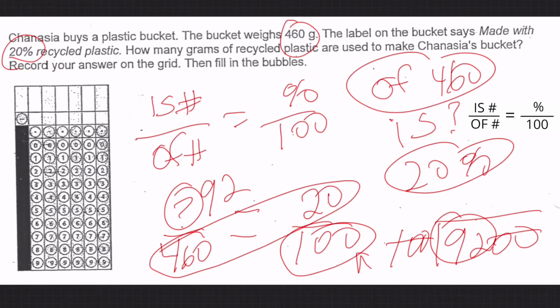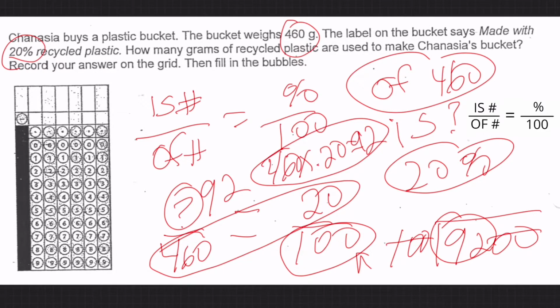And we can check our answer. We can do 460 times 0.20 for 20%. And if you do that, the answer of 460 times 0.20 is 92. That's kind of a way to check your answer right there. So the answer to this question, how many grams of recycled material is 20% of 460? Well, that is 92. We can fill in our 9. We can fill in our 2. How'd you do on this one? A little tricky, huh? All right, let's get to question 7.